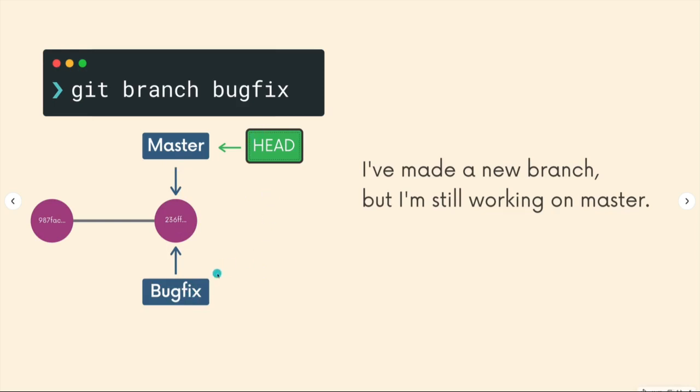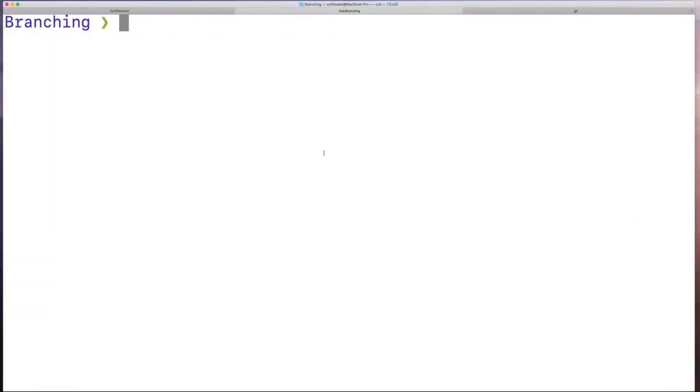I have not switched to it. I'm still on master. So I'll demonstrate this to you. Let's make a new branch. But first, I'm actually going to work on a separate project, a separate repo. Instead of working on the novel we were writing, The Great Gatsby, I'm going to make a new repo.